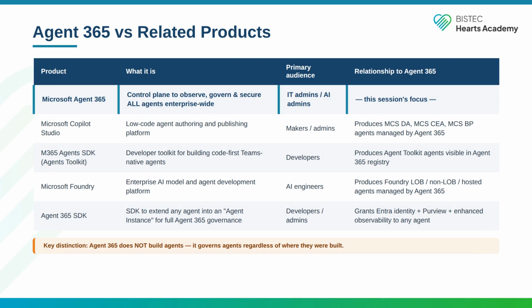Before we go deeper, let's resolve the naming confusion that trips up almost every team encountering this product space for the first time. There are 5 distinct products in the Microsoft Agent ecosystem, and each has a different purpose and audience. Microsoft Agent 365 is the administrative control plane, the subject of this session.